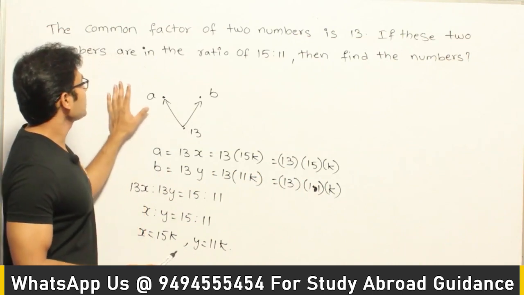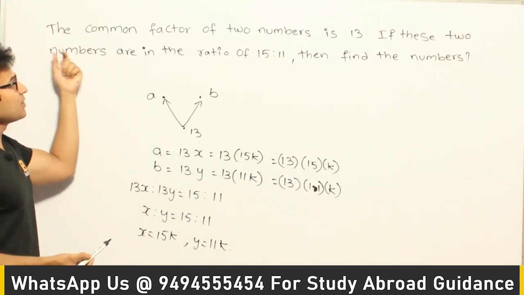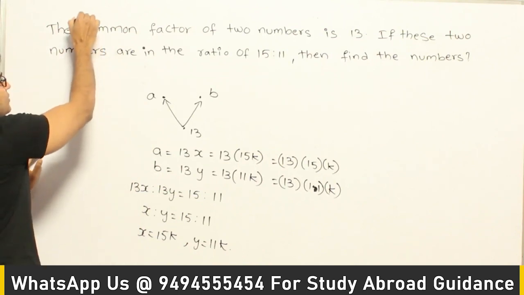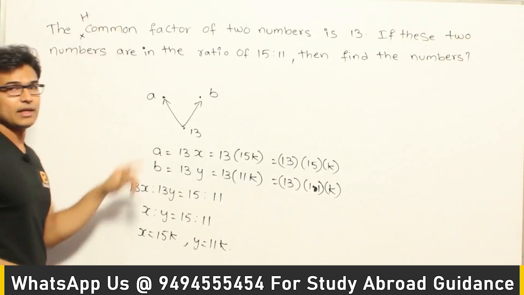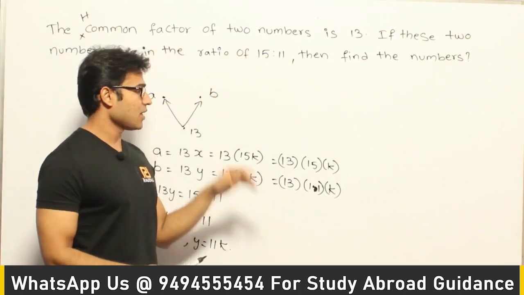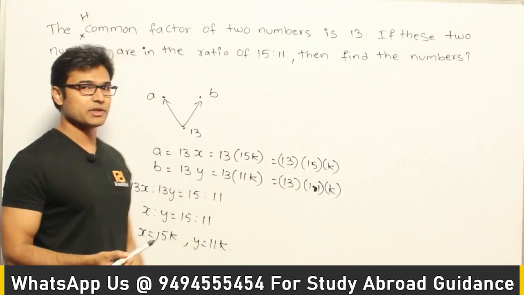Now instead of asking the question this way, the common factor of two numbers is 13, if the question would have been asked as the highest common factor, if the highest common factor of two numbers is 13, then if you have to find it out, you can find a unique solution there.